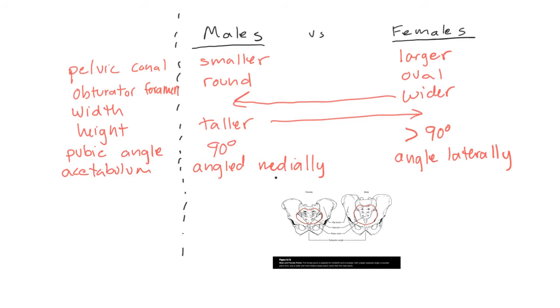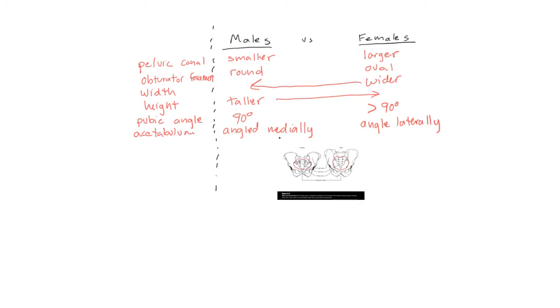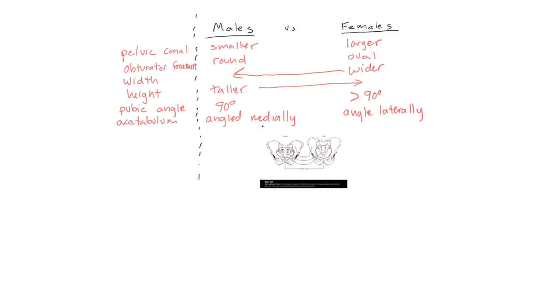But okay. So other things which are not associated with the hip, as mentioned in the video, males have large mastoid processes.